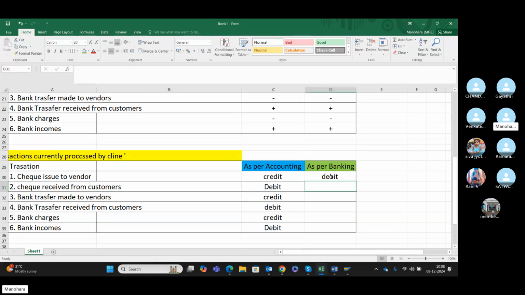Check received from customer. So when you withdraw from the ATM, is it a debit or credit notification? If you withdraw amount from the ATM, it's a debit, right? Amount is going out. At withdrawal time, we get the debit message. Now what happens to the bank? The bank is going to be credited, right?